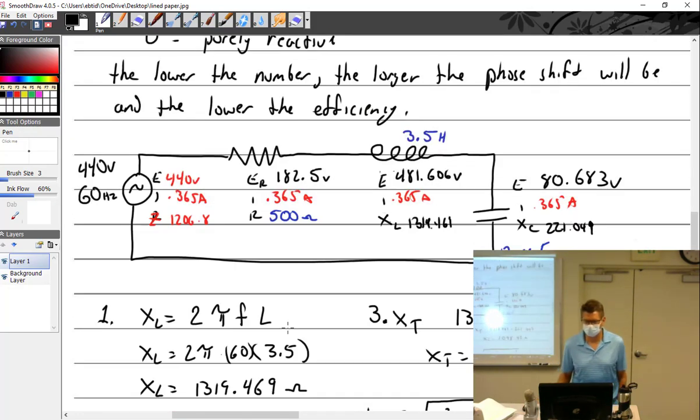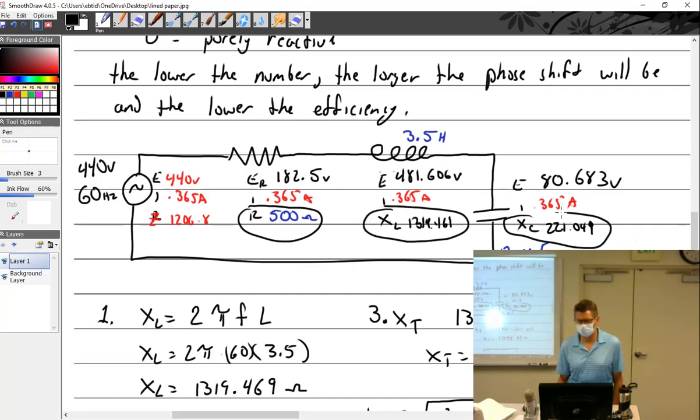Positive. There we go. Is it resistive, inductive, or capacitive? Inductive. Which one is more? There's no way of saying it. Which one is more? All right.